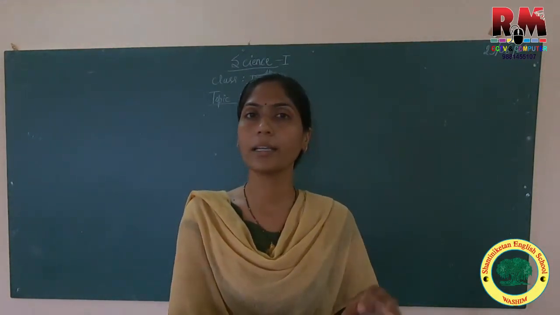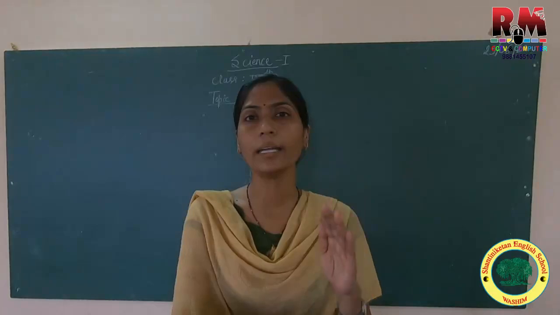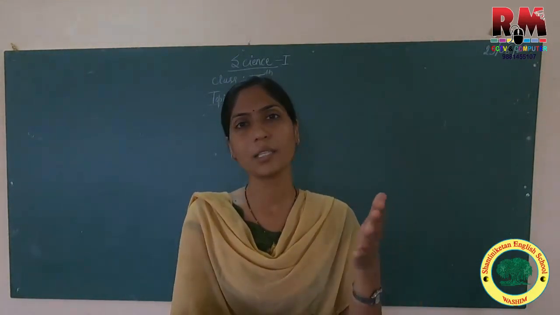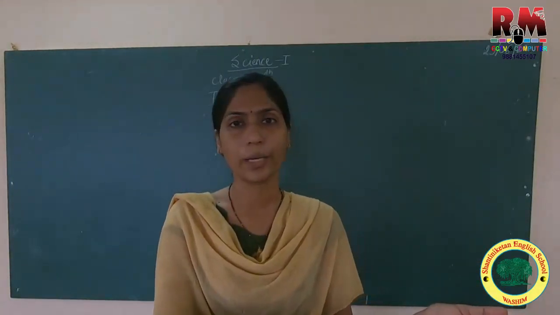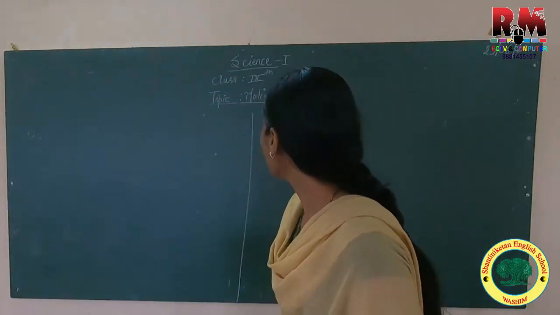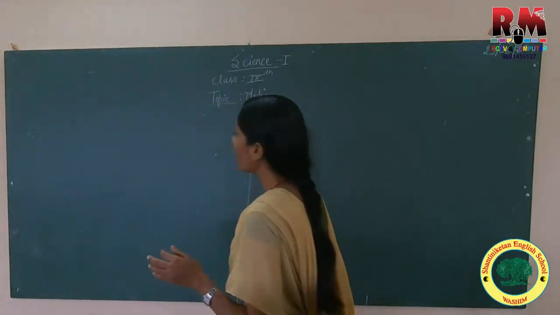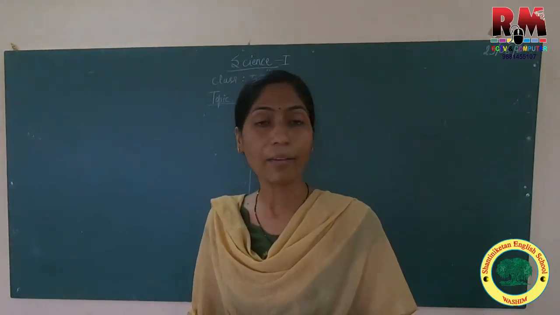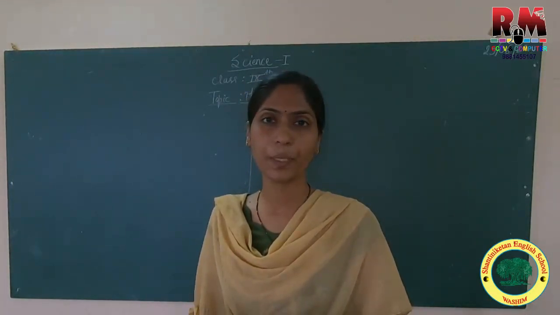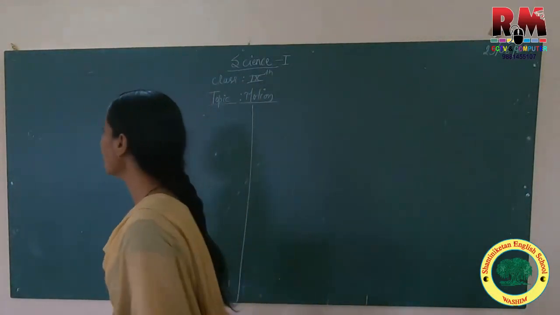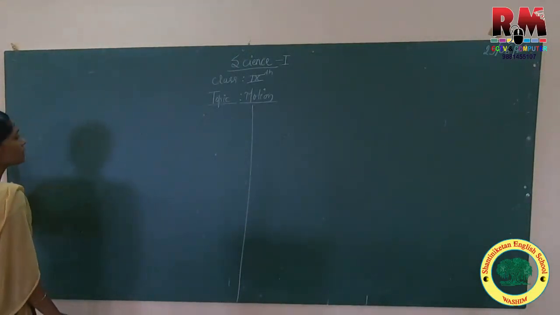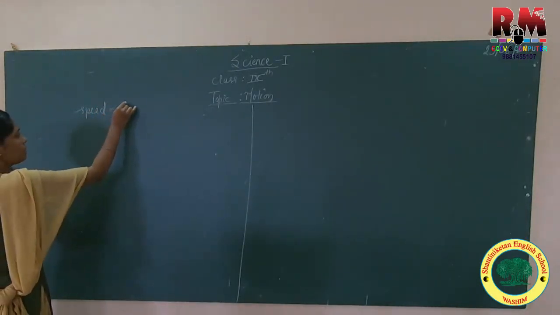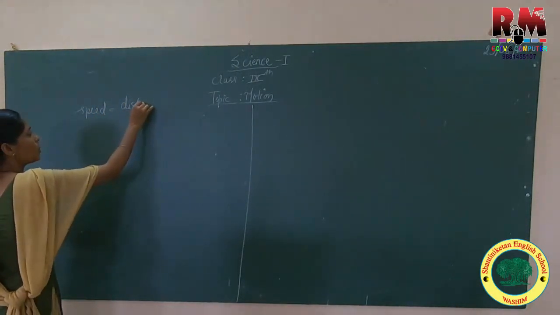We have already studied scalar and vector quantities: why distance and speed are called scalar quantities and why displacement and velocity are called vector quantities. Now let us go for average speed. That also we have studied in the previous session. How to find average speed? Speed is nothing but distance upon time. Speed is equal to distance upon time.